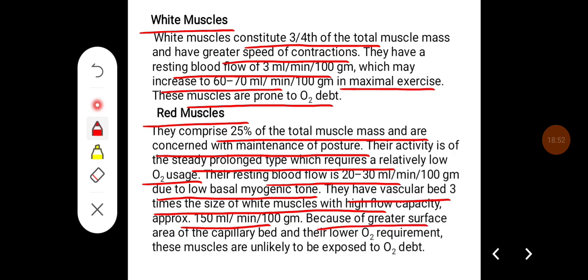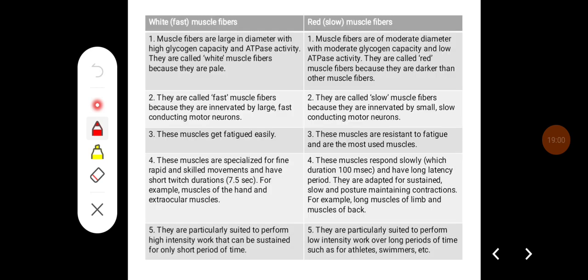Because of greater surface area of the capillary bed and their lower oxygen requirement, these muscles are unlikely to be exposed to oxygen debt. So these are some of the differences between the white and red muscle fibers. The white muscle fibers are large in diameter with high glycogen capacity and ATPase activity. They are called white muscle fibers because they are pale. Whereas red muscle fibers are moderate in diameter with moderate glycogen capacity and low ATPase activity. They are called red muscles because they are darker than the other muscle fibers.